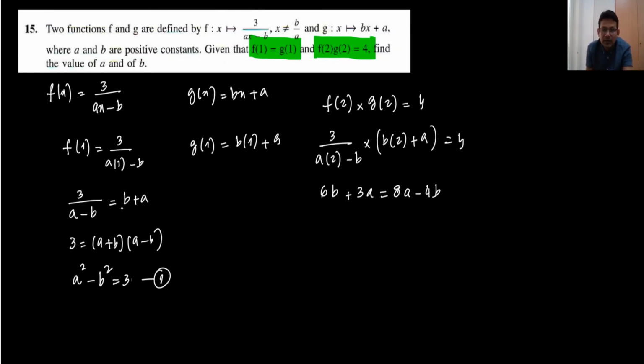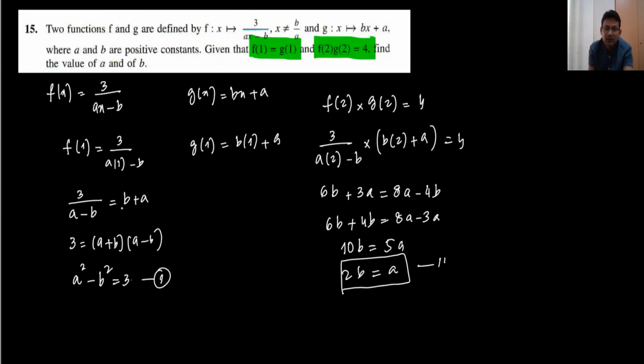Now we can simplify. This is coming 8a and 3a, and here we can write 6b minus, which is plus 4b. This is 10b equals 5a. So a is coming 2b when you divide. Okay, the value of a is 2b. We can put this value in the first equation. So a is 2b, squared, minus b squared equals 3. 4b squared minus b squared equals 3.